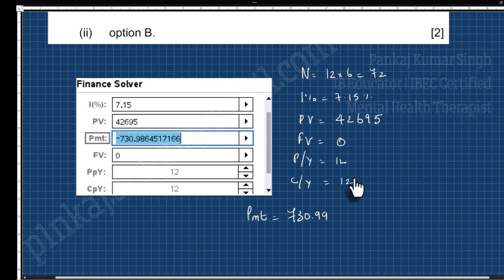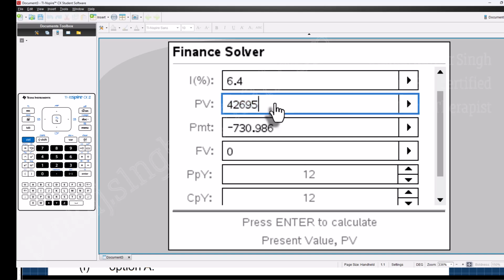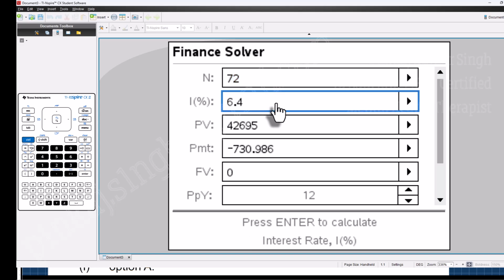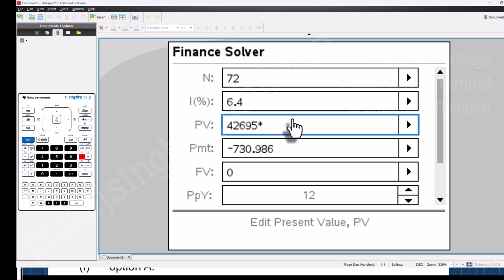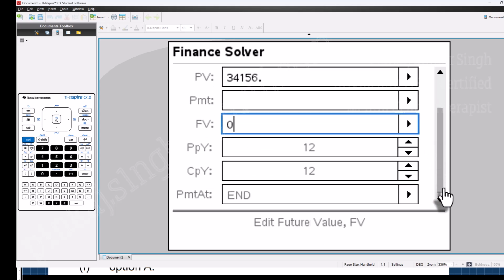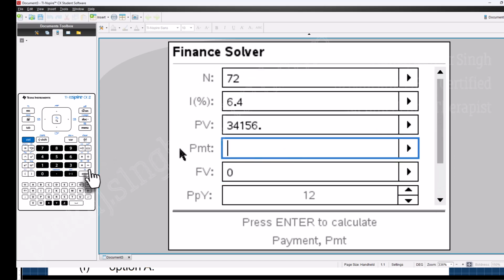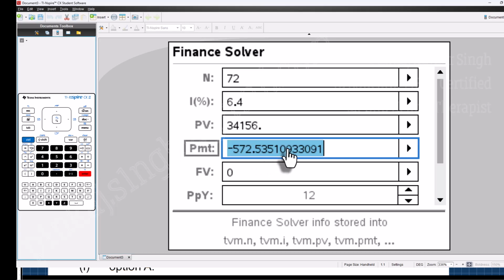Let's repeat the same thing for option B. For option B, the rate of interest was 6.40, and for the present value, he is only getting 80% of the amount. So I'm going to use a multiplier over here. Instead of calculating that, I can simply multiply it with 0.8. I can remove this for now. I also will have the future value to be 0, and I'm making 12 payments per year and it's compounded monthly. So I'm going to click on this and click on enter, and I get the value here.